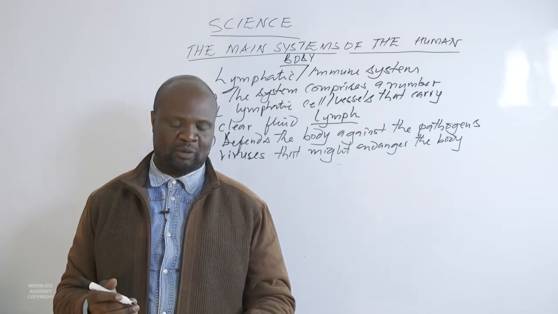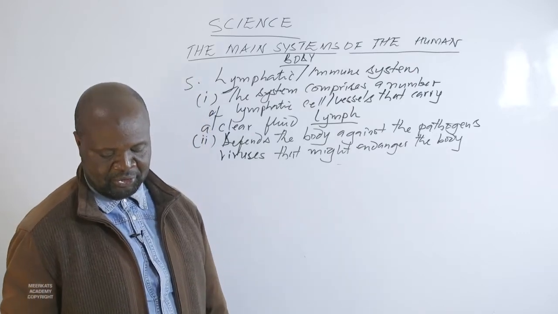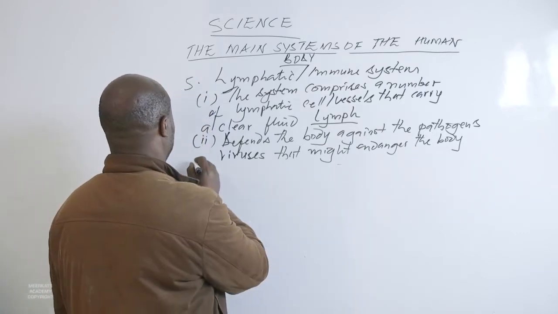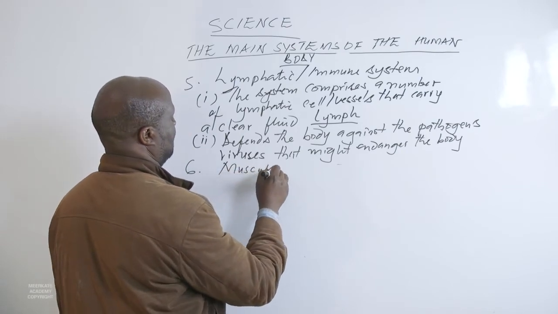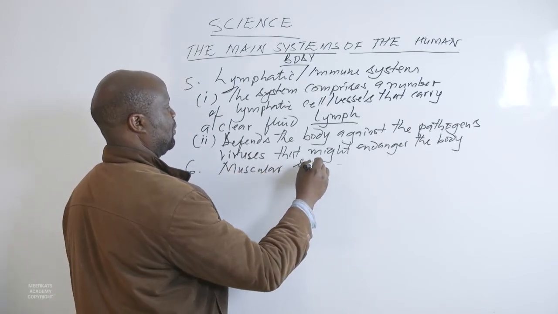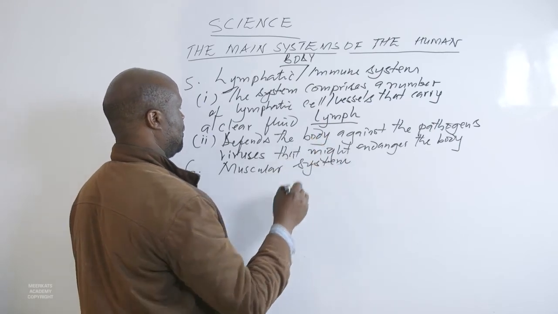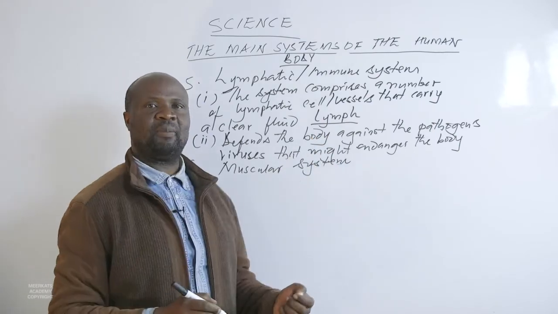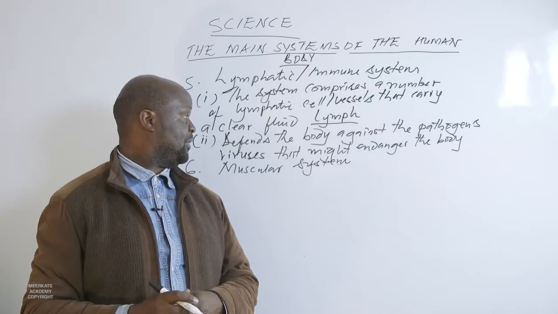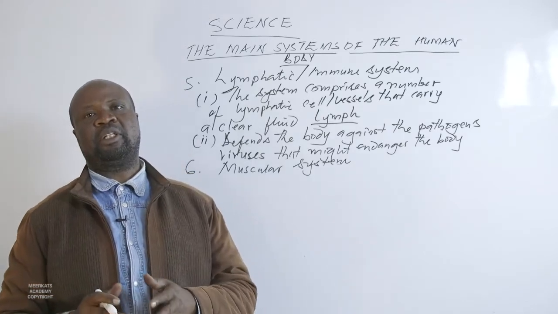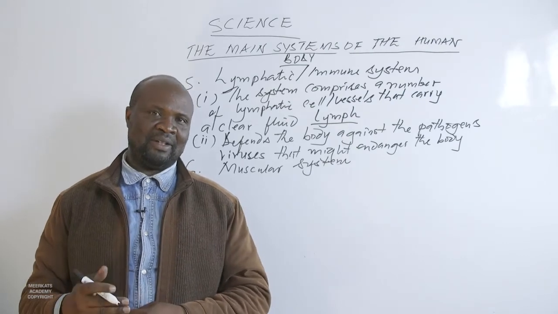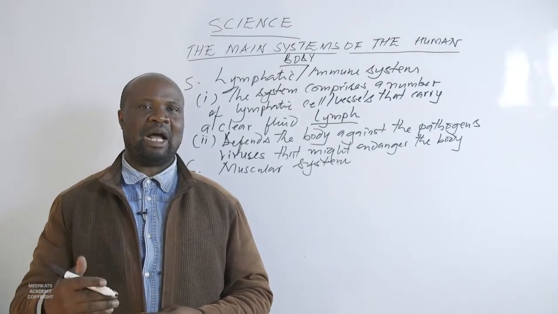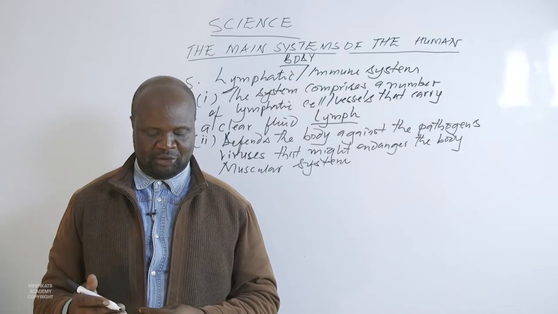We can go to the sixth system that is located within the body, the muscular system. We have another system called the muscular system. It is a system that is located within the body. This system, the muscular system, has functions. What does it do?